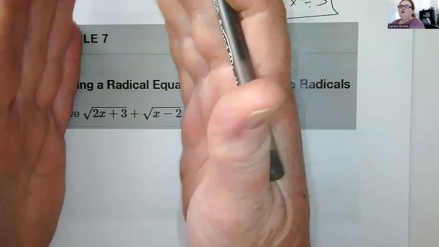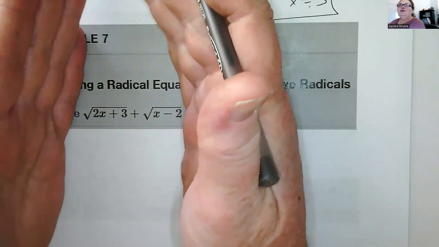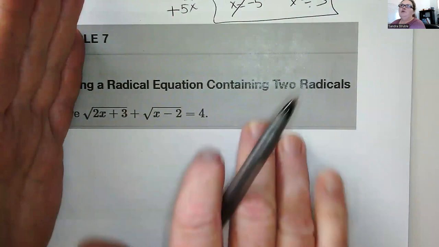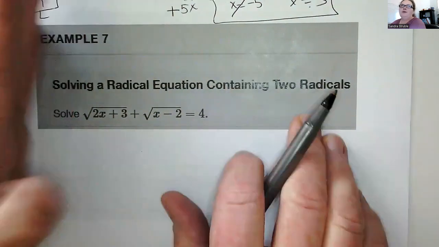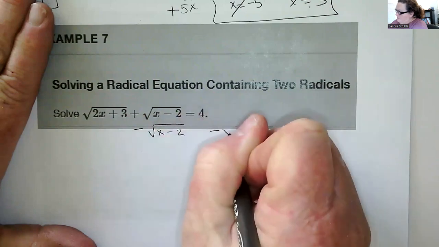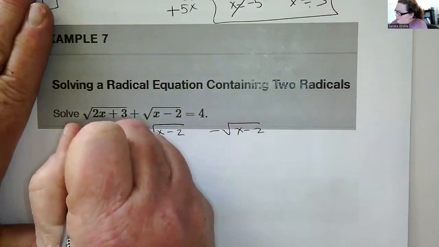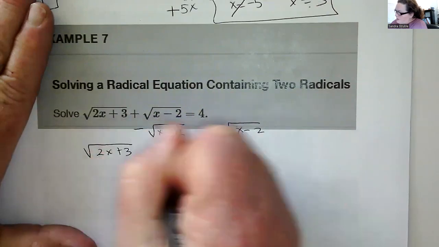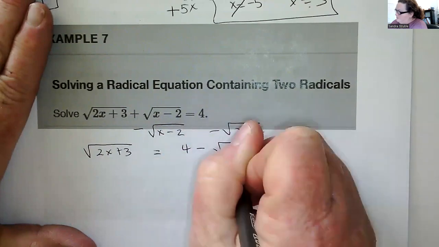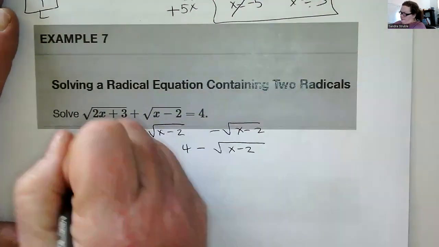Well, I don't want to square 2 radicals using FOIL. That doesn't sound fun to me. So what I'm going to do instead is I'm going to move one of these over to the other side. So when I FOIL that, it's going to be a lot prettier. All right, so I'm going to just subtract the square root of x minus 2 from both sides. I could have done either one. I just chose this one. And I'm left with the square root of 2x plus 3 is equal to 4 minus the square root of x minus 2. All right, I think this is a long one.